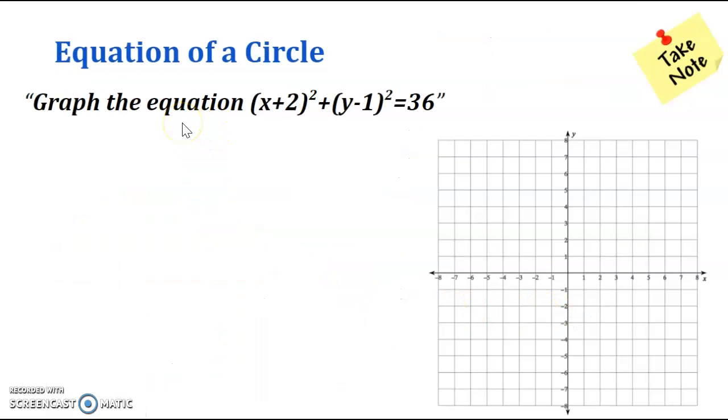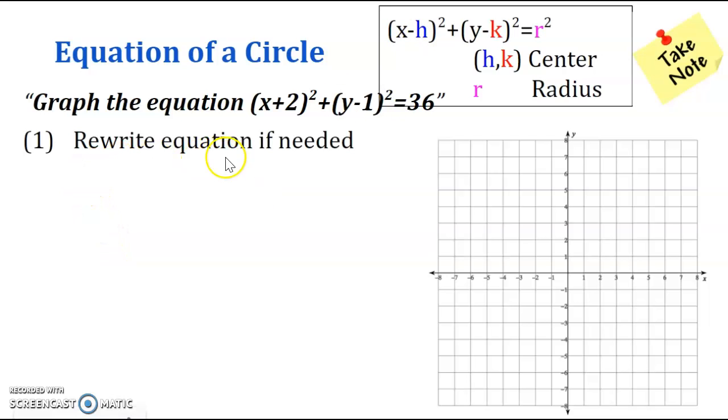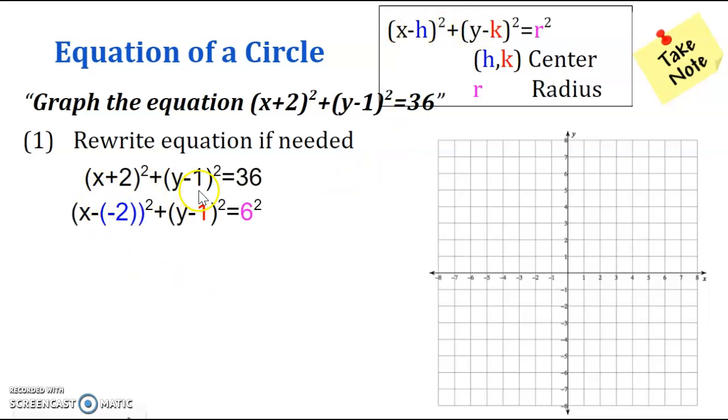And now what if we are asked to graph the equation (x plus 2) squared plus (y minus 1) squared is equal to 36? Again, that's the equation template. So we need to rewrite the equation, if we need to, into this form. Okay, so we want x minus and we want y minus, all squared, and we need to have this plus in between both squared terms here. So this can be rewritten as, instead of plus, I can rewrite this as minus -2, and then y minus 1 can stay as it is, equal to 36, which can be rewritten as what squared?